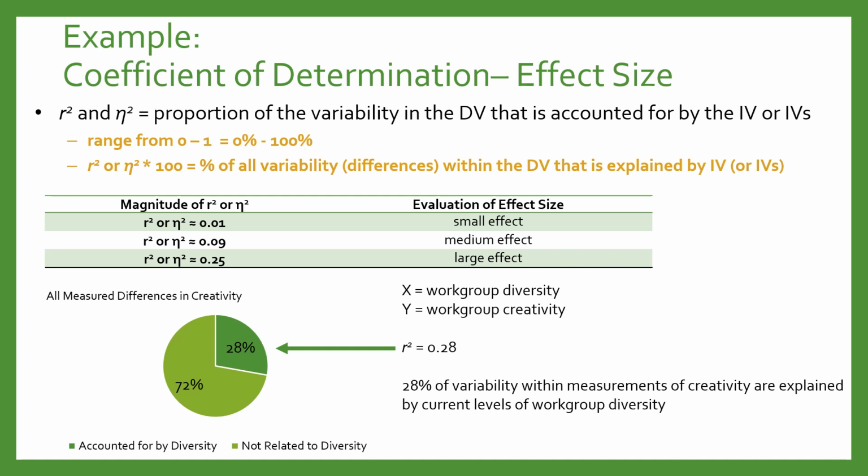Let's say in this study, we got an R-squared of 0.28. Well, that tells me that 28% of all those differences in the measurements of creativity are explained by current levels of perceived work group diversity. And that would be a large effect, because if we can predict that much variability in our dependent variable with just one variable, we're pretty excited. There's a whole host of factors that go into predicting work group creativity, but if we're able to nail down that big of a chunk of the differences in creativity with diversity, we're onto something.